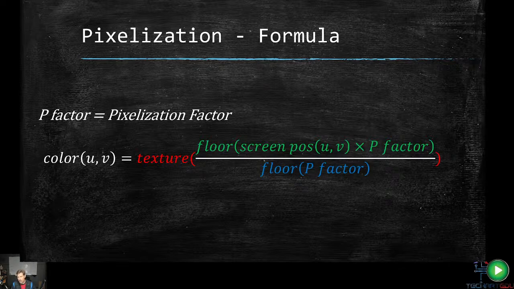And that's a floor. So we're going to take that screen position multiplied by the p factor, take the floor of that operation, and then divide that through by the floor of the p factor, and that's going to give us our new UV coordinates. That is all it takes to make a pixelization function.